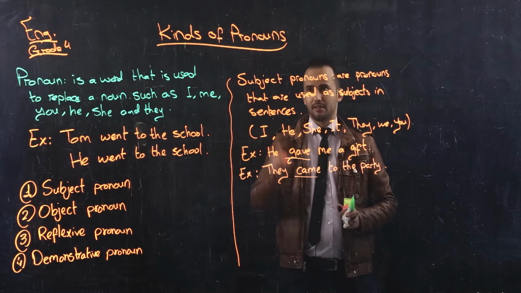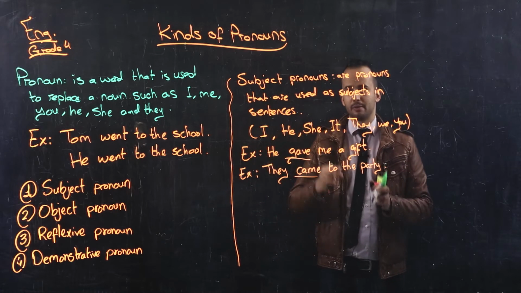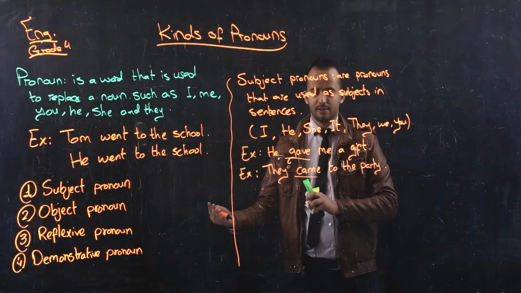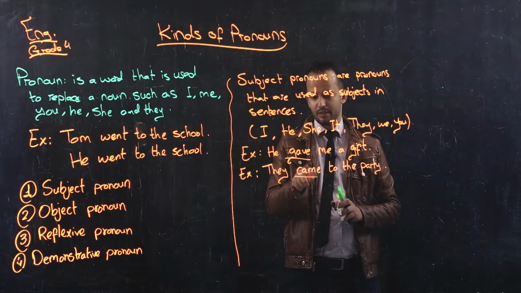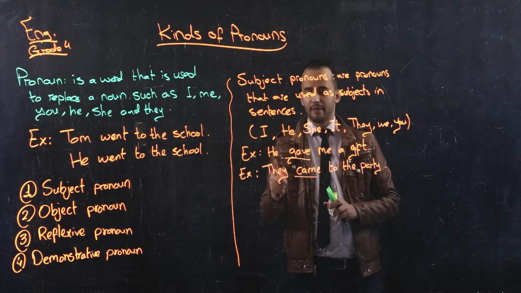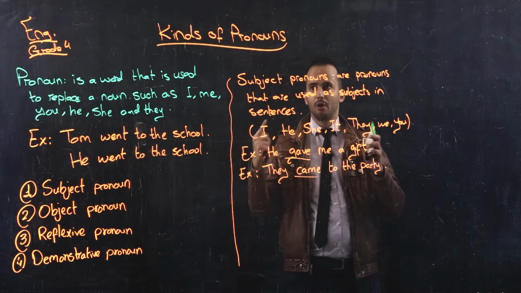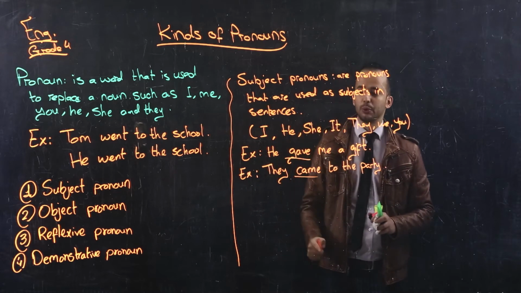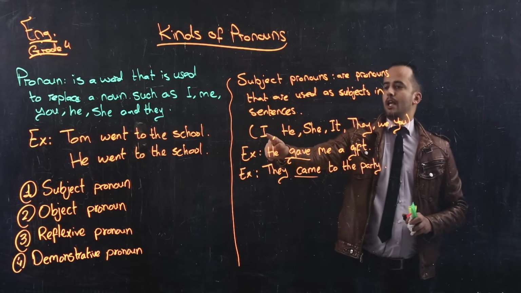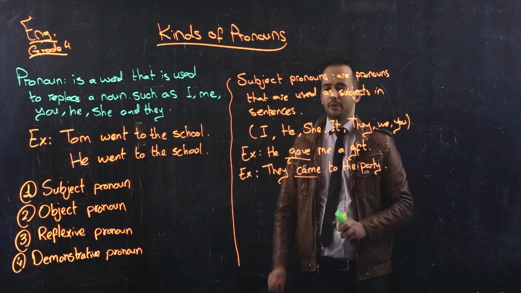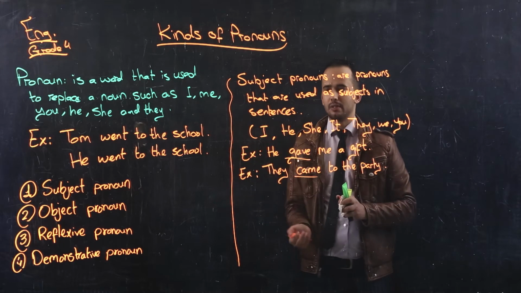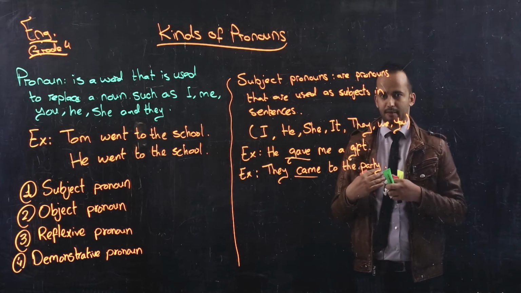Now you need to remember that subject pronouns are used before the verb in the sentence. So if you look at these two sentences, you will find that the verbs here are gave and came, and before them we have he and they. So always the subject pronouns are used before the verbs, okay? Now, each subject pronoun has a different use. For example, I can be used when I talk about myself, okay?